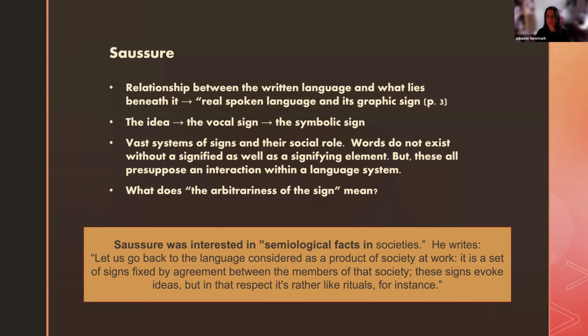Communication is a social act, so words do not exist without a signified as well as a signifying element. And I'll talk about this more in a few slides in the future. But these all presuppose an interaction with a language system. So there's something being signified or represented, and there's something doing the signifying, which is the language, oral, written, textual. We will probe that a little bit further in a moment.